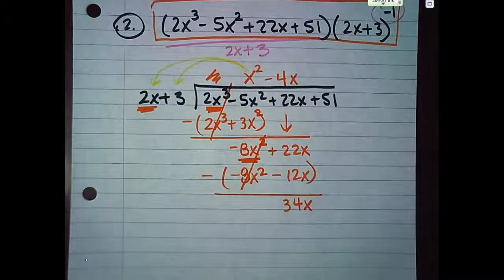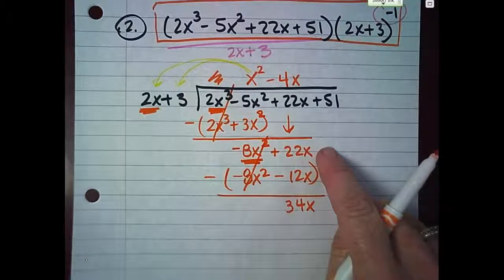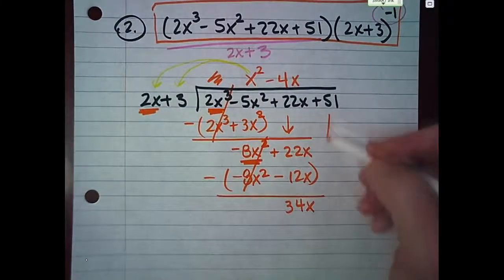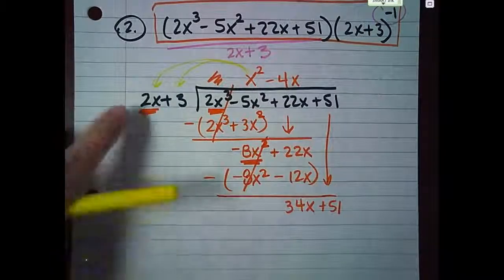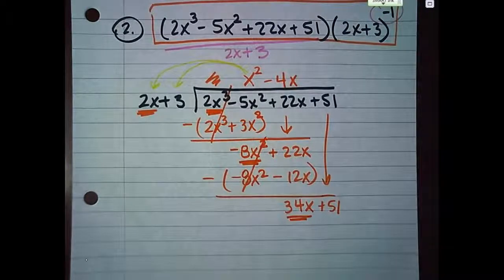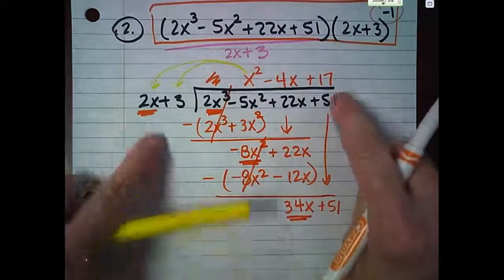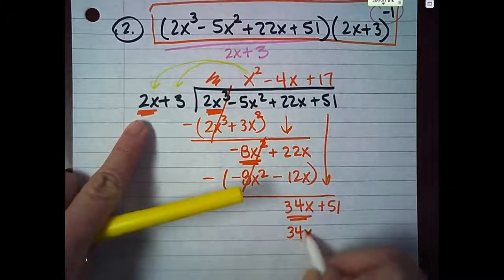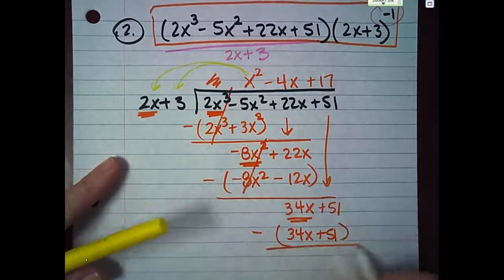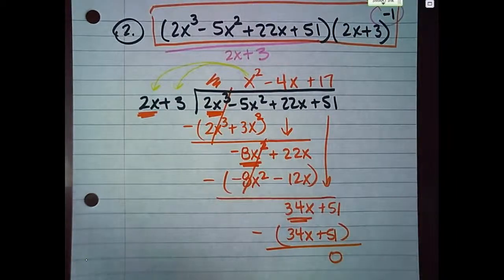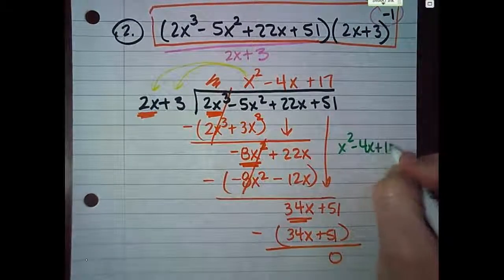Show me where. 22x. 22 minus a negative 12. You're subtracting, be careful. Bring down your 51. I've got a 2 and a 34x. What am I going to use? A 17. Excellent. 17 times 2 is 34x. They match, so you know they'll cancel. 17 times 3 is 51. This time you got nothing left over, correct? So you can just write your answer. x squared minus 4x plus 17.